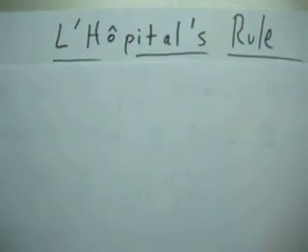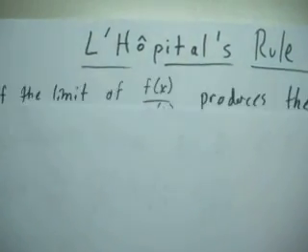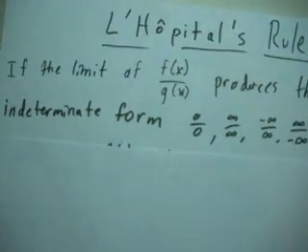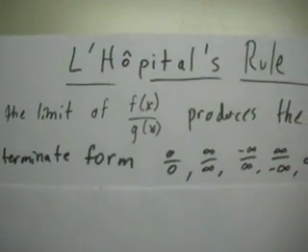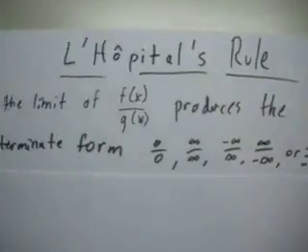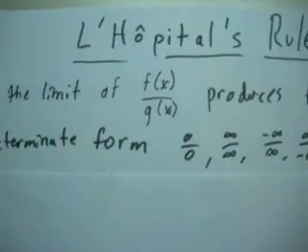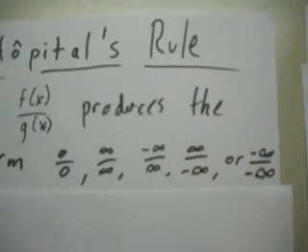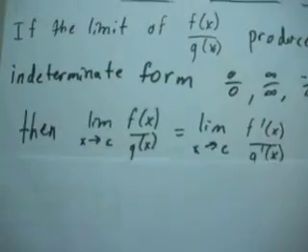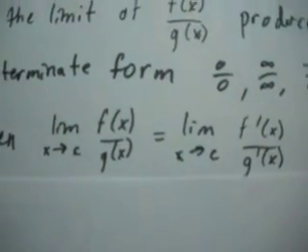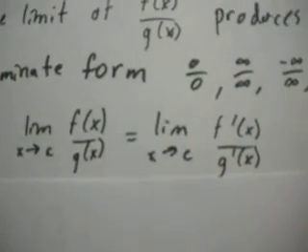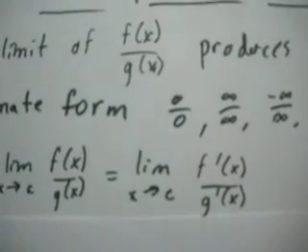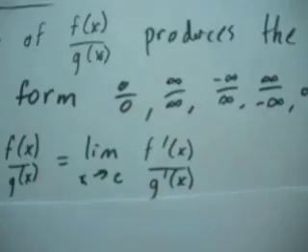Here we have L'Hopital's rule. Started off with the definition. If the limit of f of x over g of x produces the indeterminate form 0 over 0, or basically any combination of infinity over infinity, then the limit as x approaches c of f of x over g of x equals the limit as x approaches c of f prime of x over g prime of x.